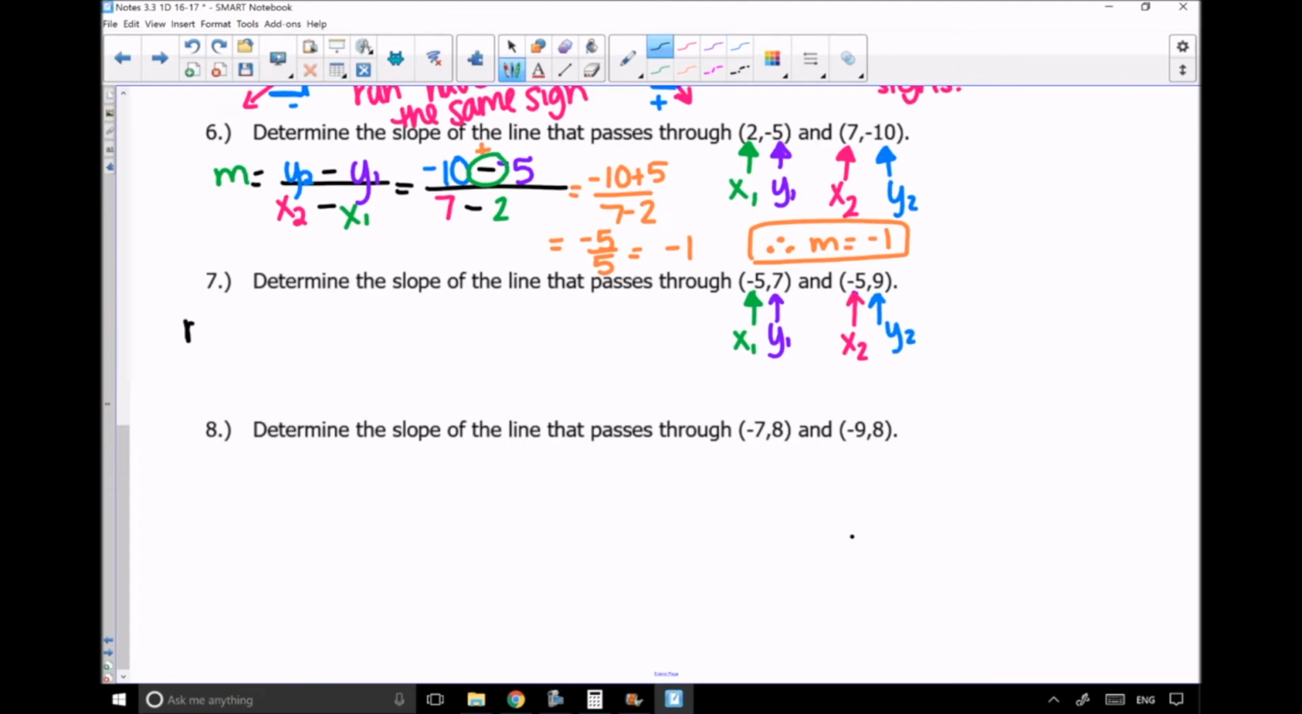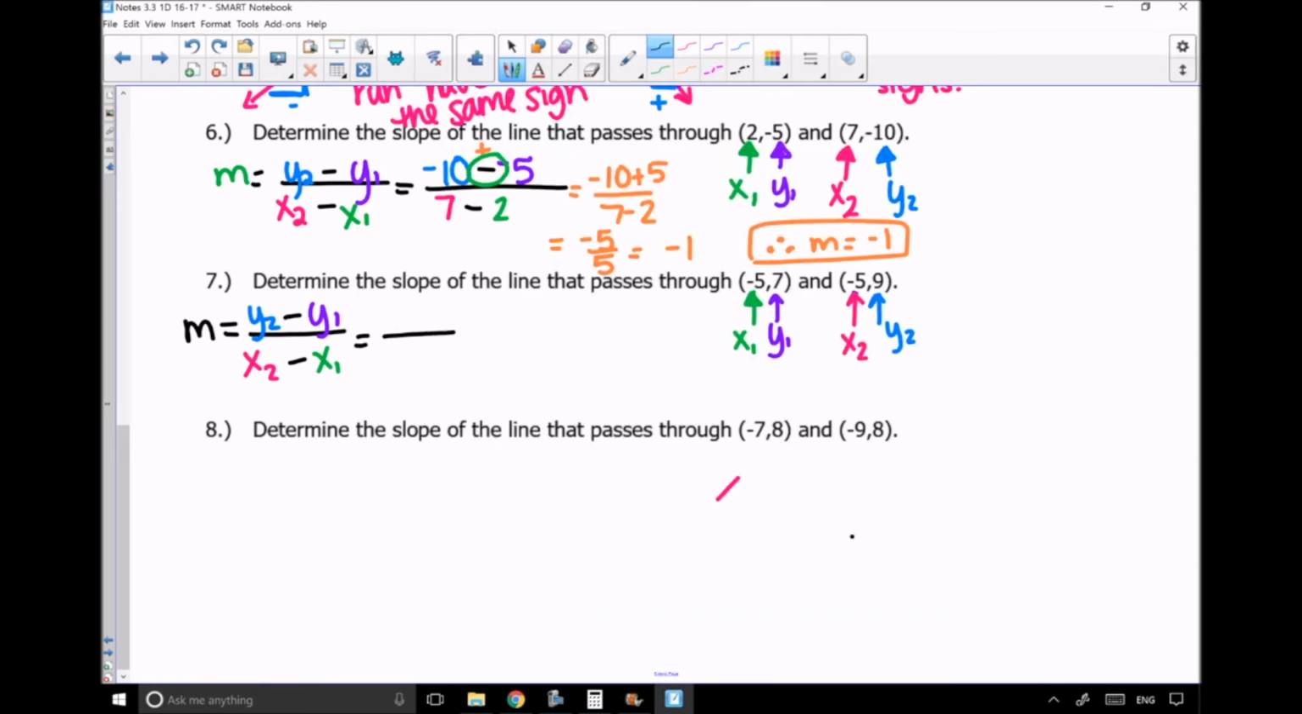So let's go ahead and write out the formula. So m equals, we know it's y2 minus y1. And I want you to rewrite the formula every time so that way it gets stuck in your head. Over x2 minus, and then we've got x1 right here. Okay, so then we end up getting equals.